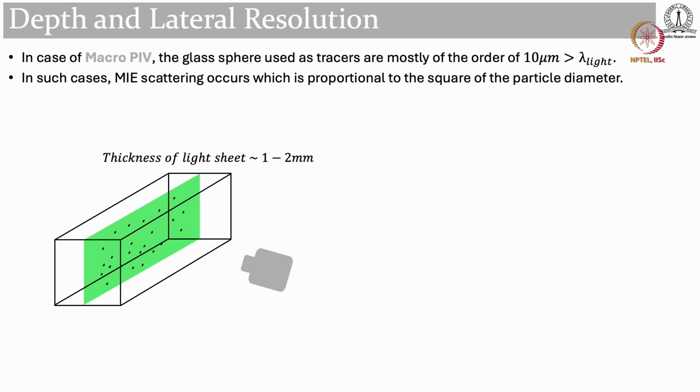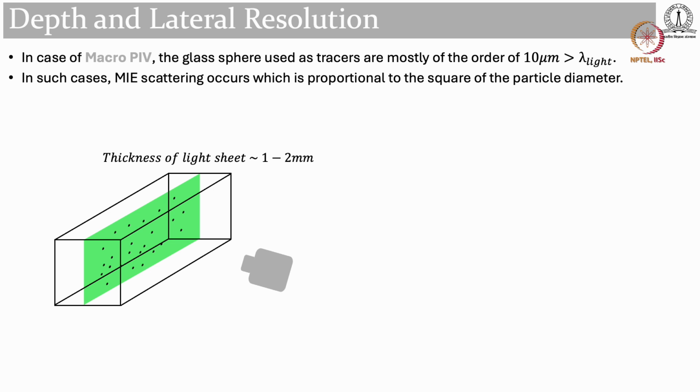Now this is all good for macro systems, but what about micro systems? In a micro system, we don't even have a channel thickness as big as 1 to 2 mm, which is almost 2000 microns. What we deal with is 100 microns or 50 microns, or many times even 10 microns. So how do you solve this problem?